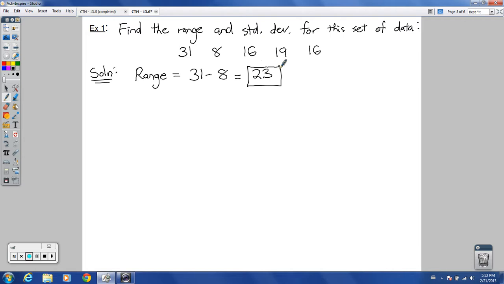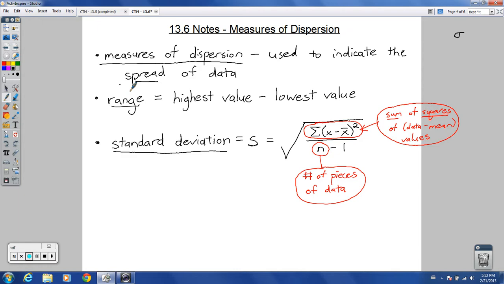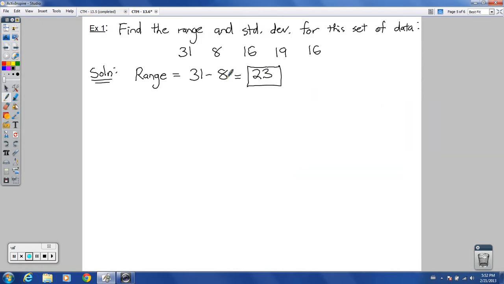You're serious, Mr. Wagner? You're boxing that in? That's all we have to do for the range? Yeah, that's all you have to do. That's all it is. It's the highest value minus the lowest value. So the range, not very difficult at all to figure out.